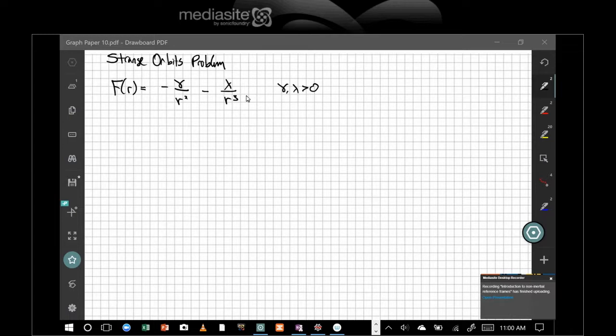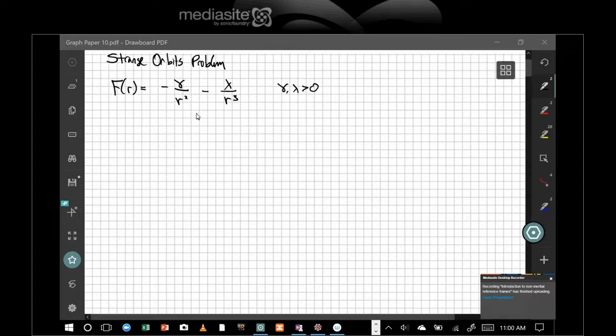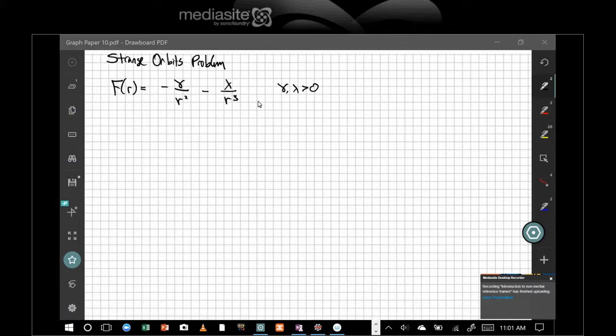Now you may say, where in the world would I get a potential that ever looks like this? Well, this is actually interesting. Notice that the first term here is 1 over r squared, so that's the universal law of gravity, and then this is the next higher order term. Say, for example, Newton's universal law of gravity is wrong, and say there are higher order effects that affect it.